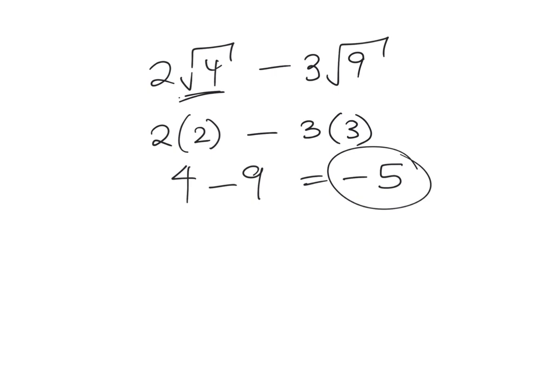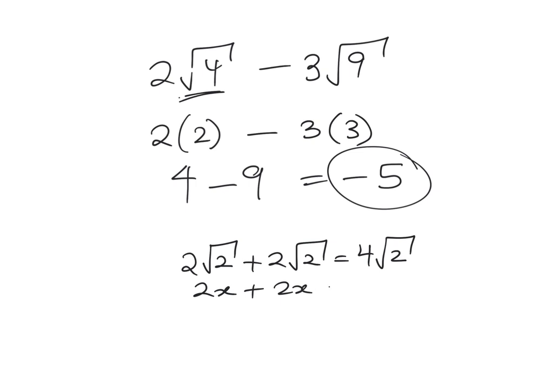Now, radicals behave in a similar way to like terms. So if you have 2 radical 2 plus 2 radical 2, the answer is 4 radical 2. So it's kind of like 2x plus 2x will be 4x, right? That's how that one works. So that's how the radical works in this case.